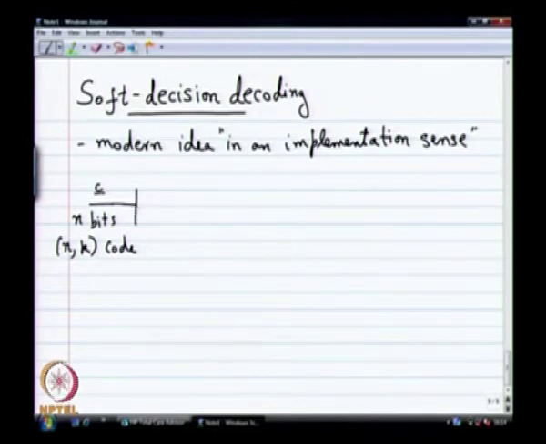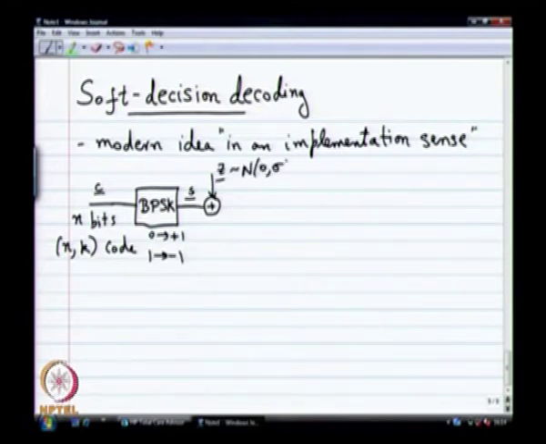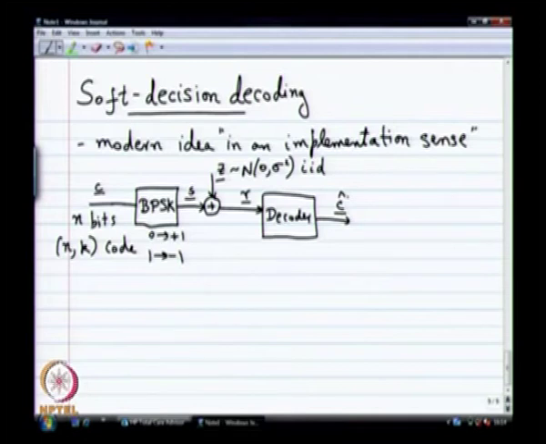This is going to go through BPSK. BPSK will always be 0 going to +1, 1 going to -1. And then AWGN. So, the symbol vector S plus AWGN Z, which is always going to be normal with mean 0 and variance sigma square, IID, and this gives you R. I want to have a decoder here which will produce C hat.